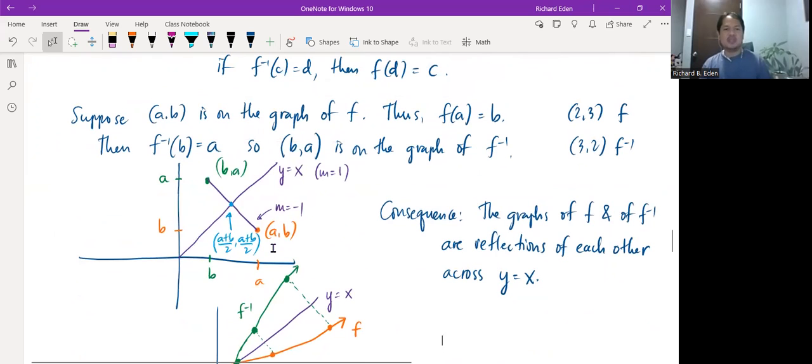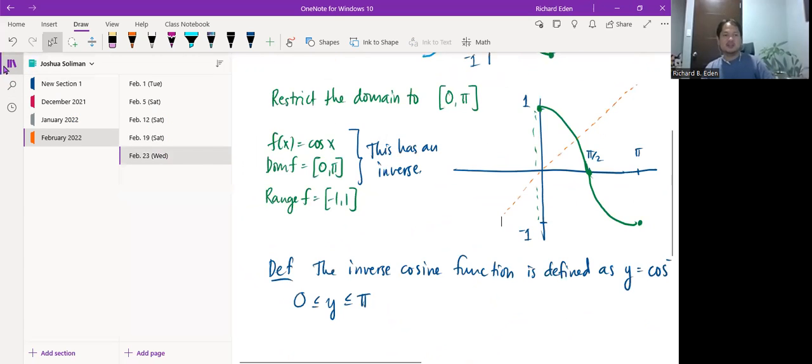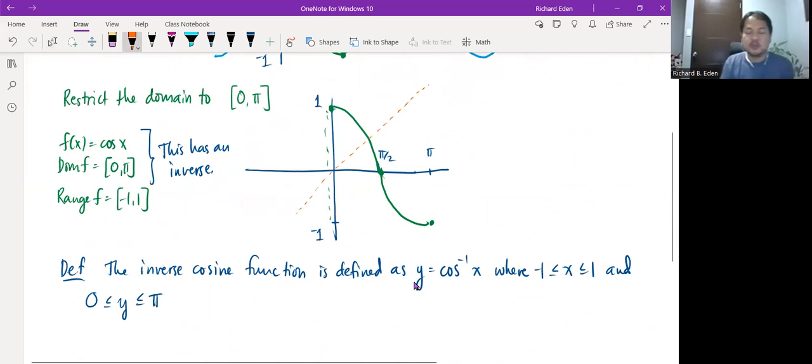So if (a, b) is a point on the graph of f, then we showed that (b, a) will be a point on the graph of the inverse. And (b, a) and (a, b) are reflections of each other, mirror images of each other, where the mirror is the line y equals x. So how's the graph going to look? I understand sometimes it can get confusing, but what I do is, whatever is on the line y equals x stays there. It will be its own mirror image.